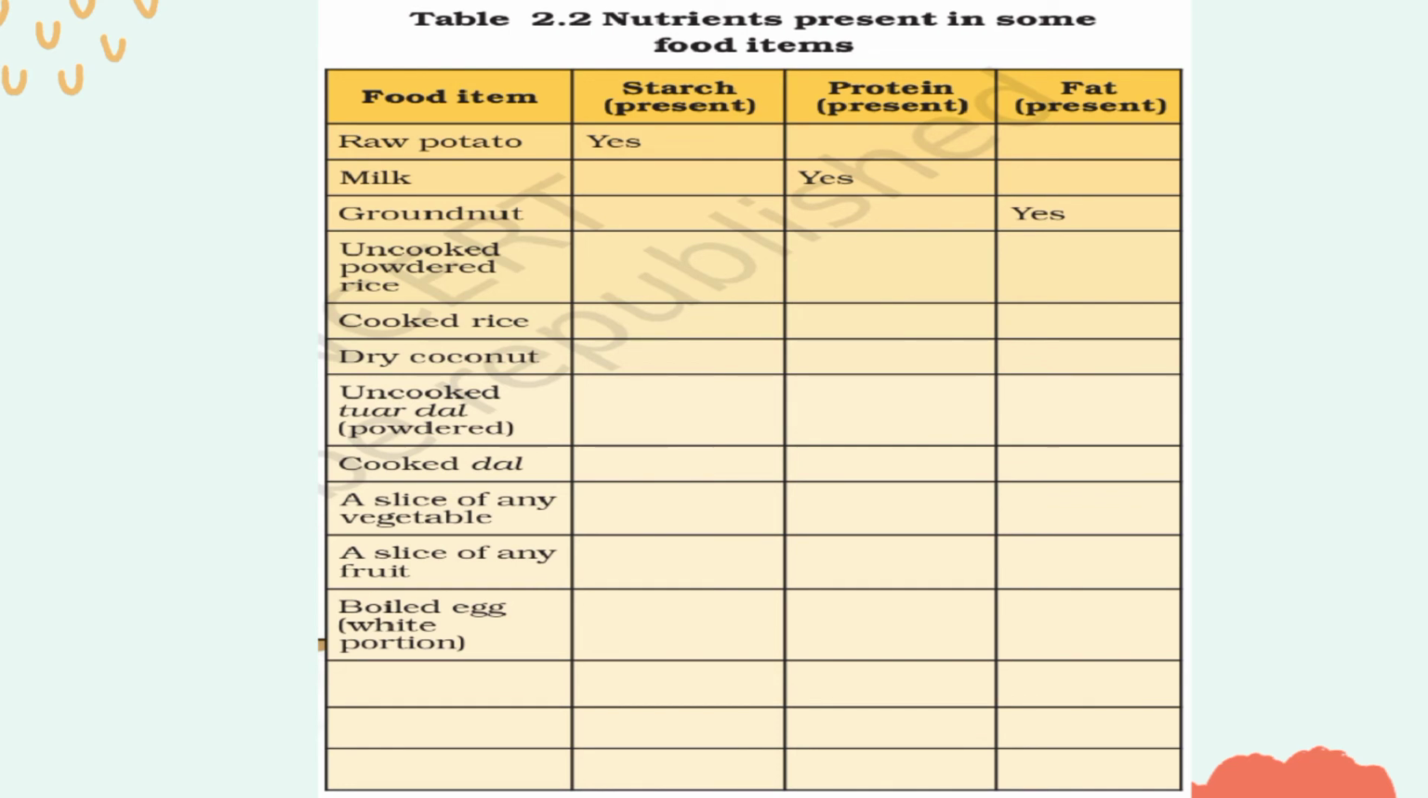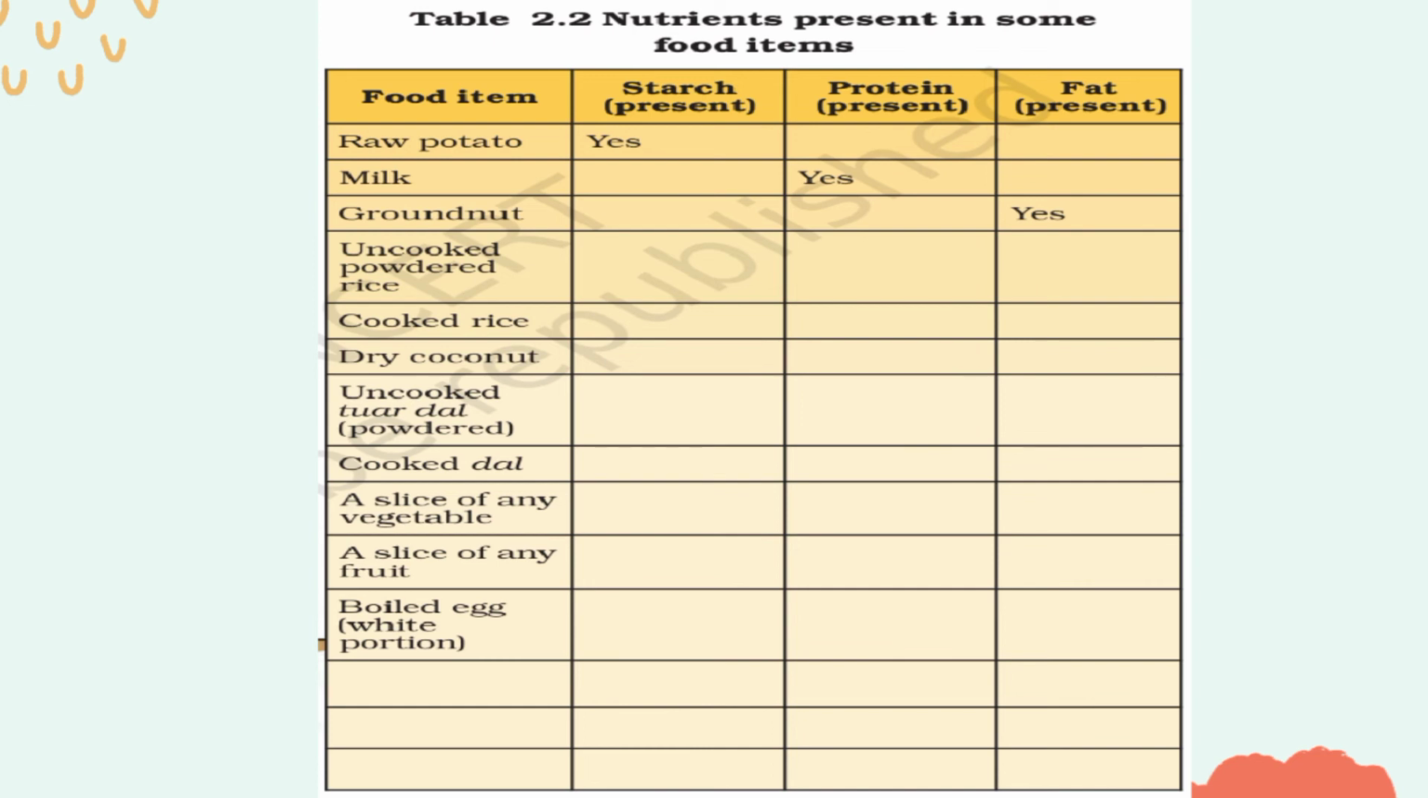Raw potato: if starch is present, when you add a few drops of iodine solution on it, it will change into blue-black. Milk contains protein, so when you add caustic soda and copper sulfate solution, it will change into violet color. Groundnut: when you keep groundnut in the paper and crush it, the paper will turn oily. That contains fat.